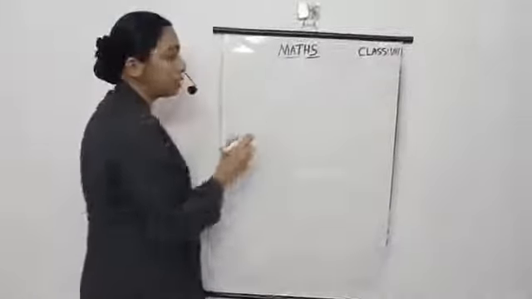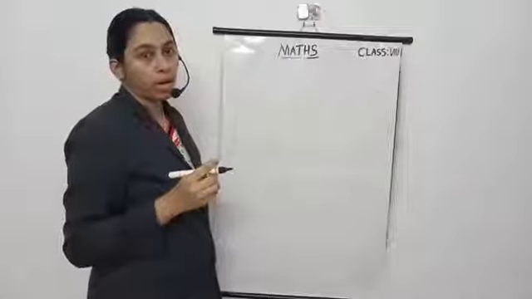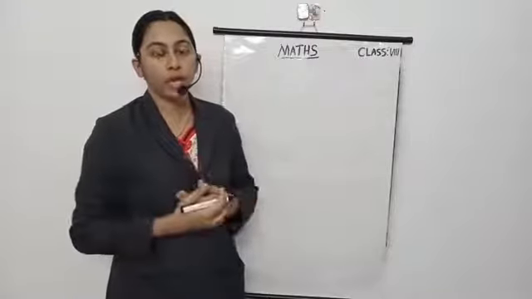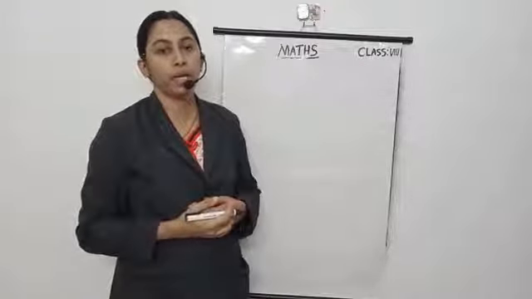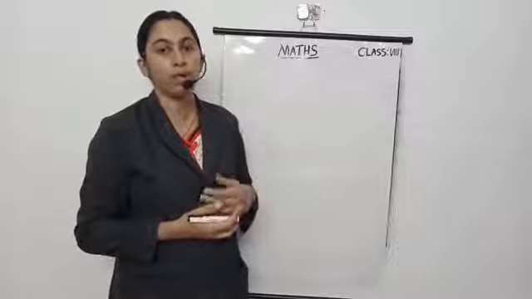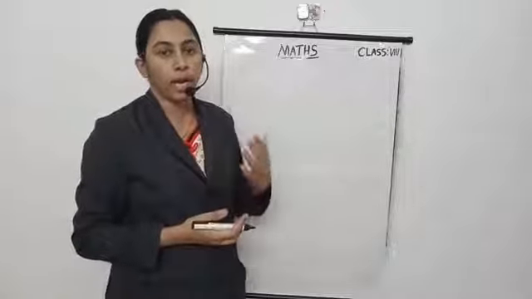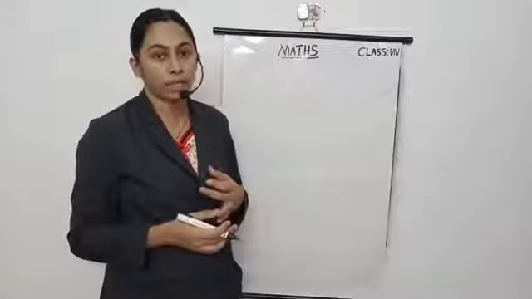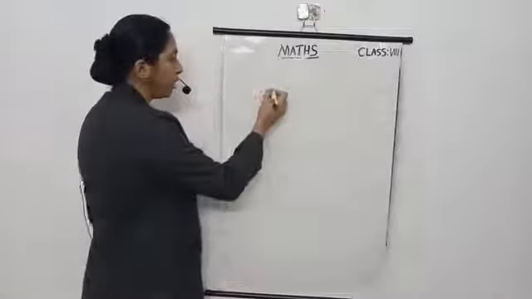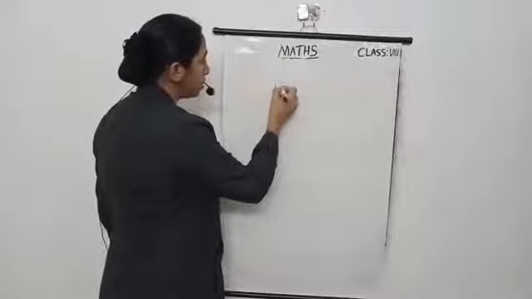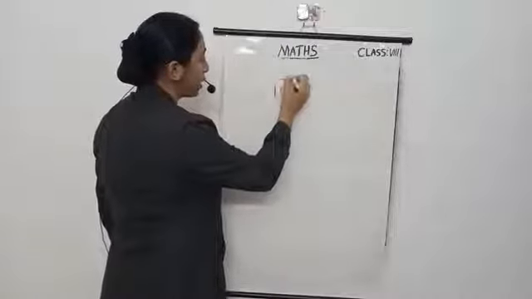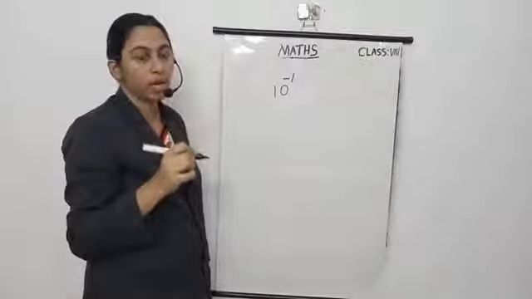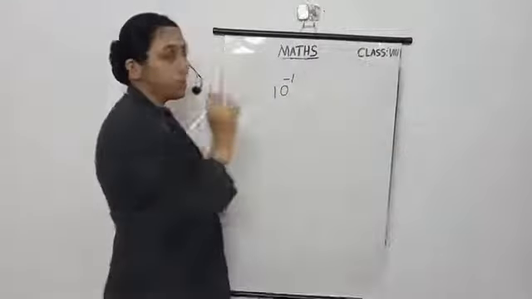Okay. Next is negative power. I told you about the exponent. An exponent can be negative or positive or 0. You already learned about positive exponents and 0 in class 7, isn't it? So today we are going to learn negative exponents, that is 10 raised to minus 1. Minus 1 is a negative number and this is a negative exponent.